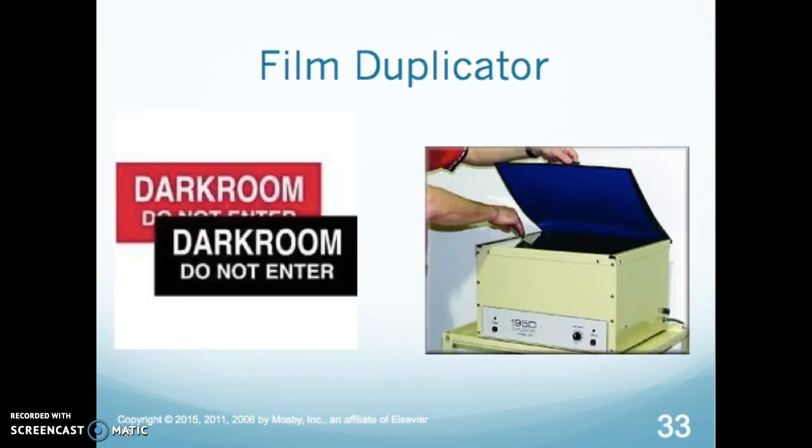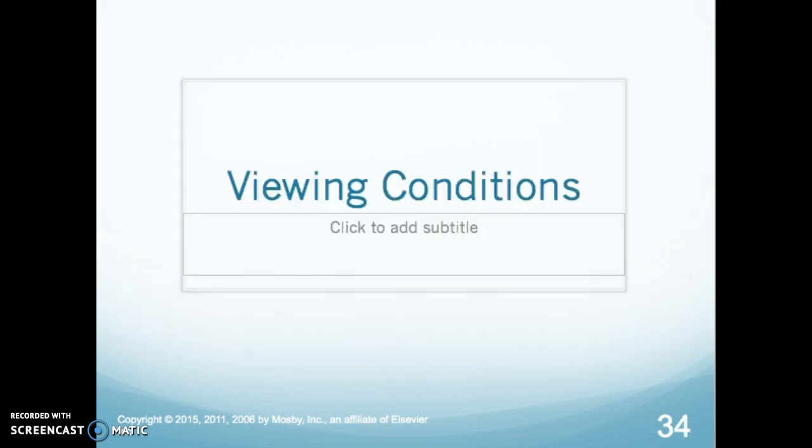So this is it here. This is your film duplicator. So we go in, we put the chest x-ray down, and we put a copy film on top, and then we turn the dial to however much we thought it would need, and then we'd expose it to light. And then we'd take it and put it into the feed tray and process it through the processor. So your next PowerPoint will be on viewing conditions.